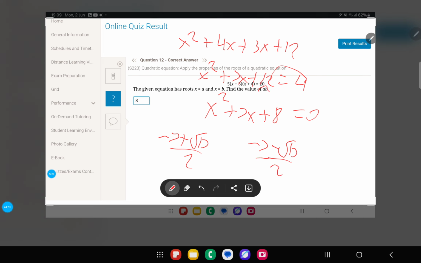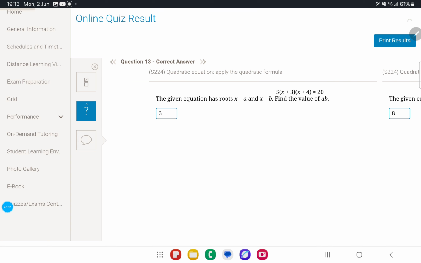Now they want us to multiply a and b, the two roots. So we multiply these two together. Yeah, do it on the calculator. It's going to be equal to 8. Okay, just do it in the calculator. So it's equal to 8. That's it.